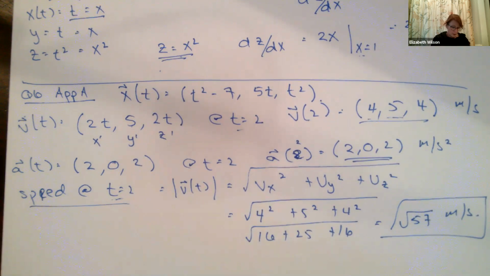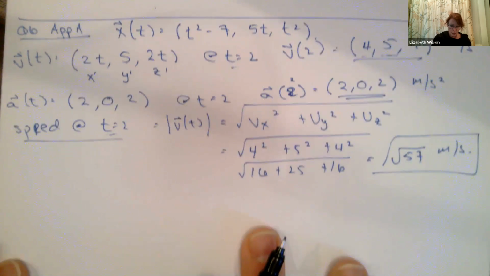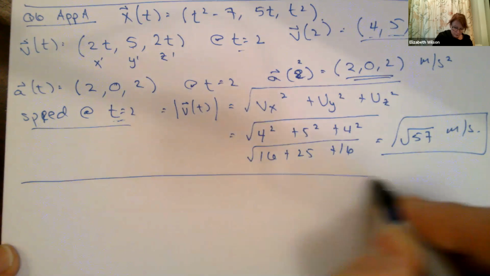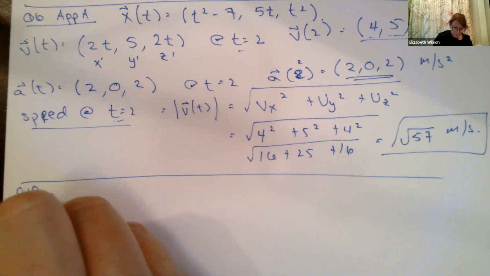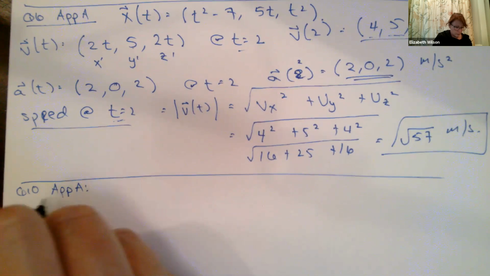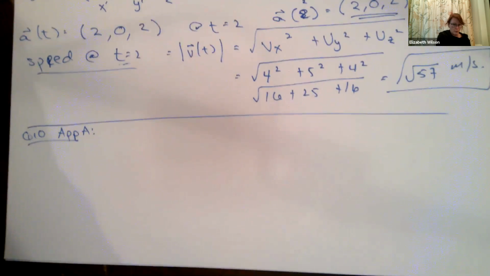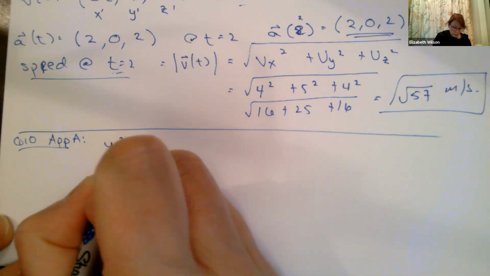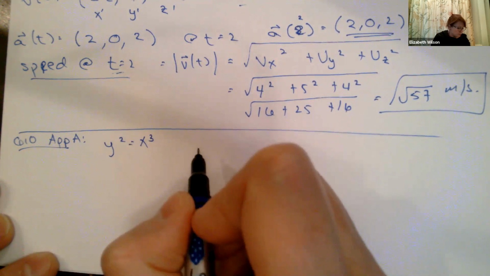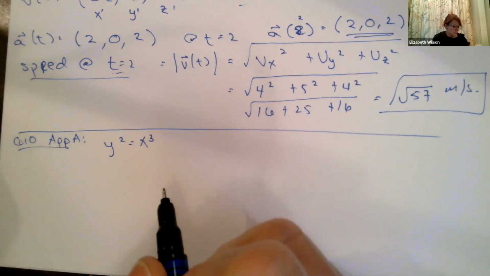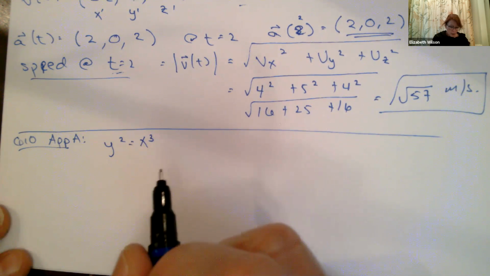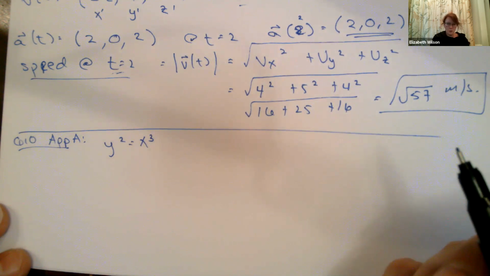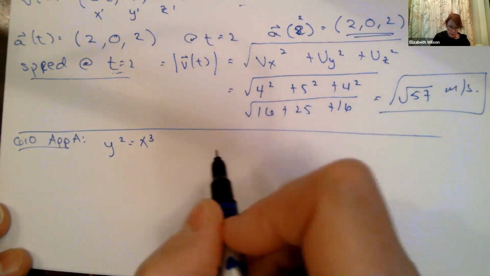Okay, so let's do Appendix A number 10. So this says y squared equals x cubed. And so this is kind of a funny one. Yeah, they wanted you to parameterize it, I think, is the question. So I was kind of playing around with different things.